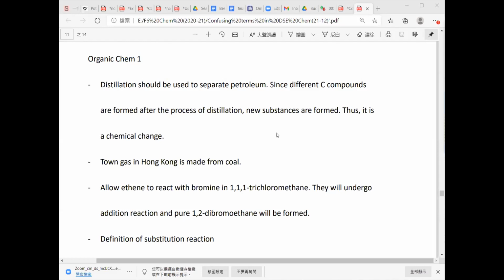Fractional distillation should be used. There is no new substance formed, so it's a physical change. It's not a chemical change. So what is the principle behind it?